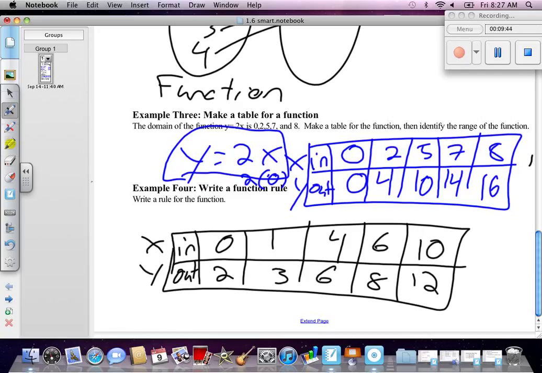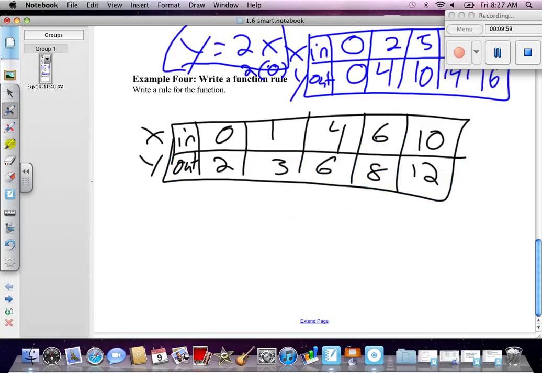What would I do to the inputs to get this as an output? Add 2. Let's see if that works. 0 plus 2 is? 1 plus 2 is? 4 plus 2 is? 6 plus 2 is? 10 plus 2 is? 12. So my rule is all of my outputs are my input, which is x, plus 2.